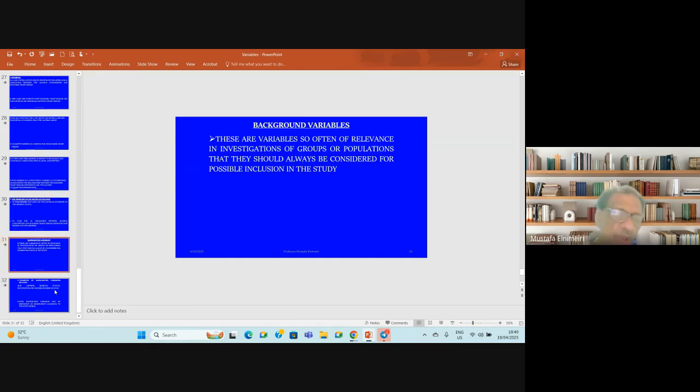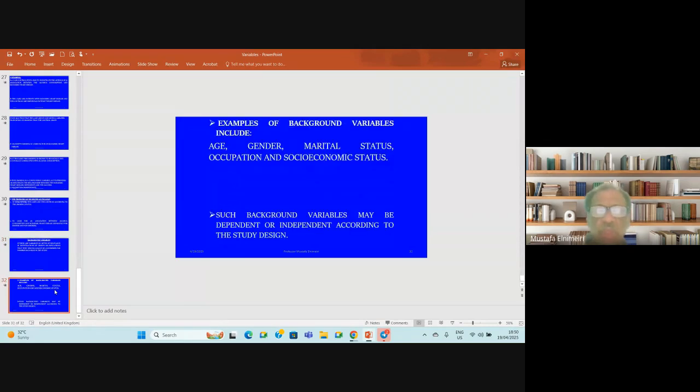Also, we have to talk about the background variables. These variables are so often of relevance in investigations or population studies, and they should always be considered for possible inclusion in the study. Examples of background variables include age, gender, marital status, occupation, socioeconomic status, and such background variables may be dependent or independent according to the study design.